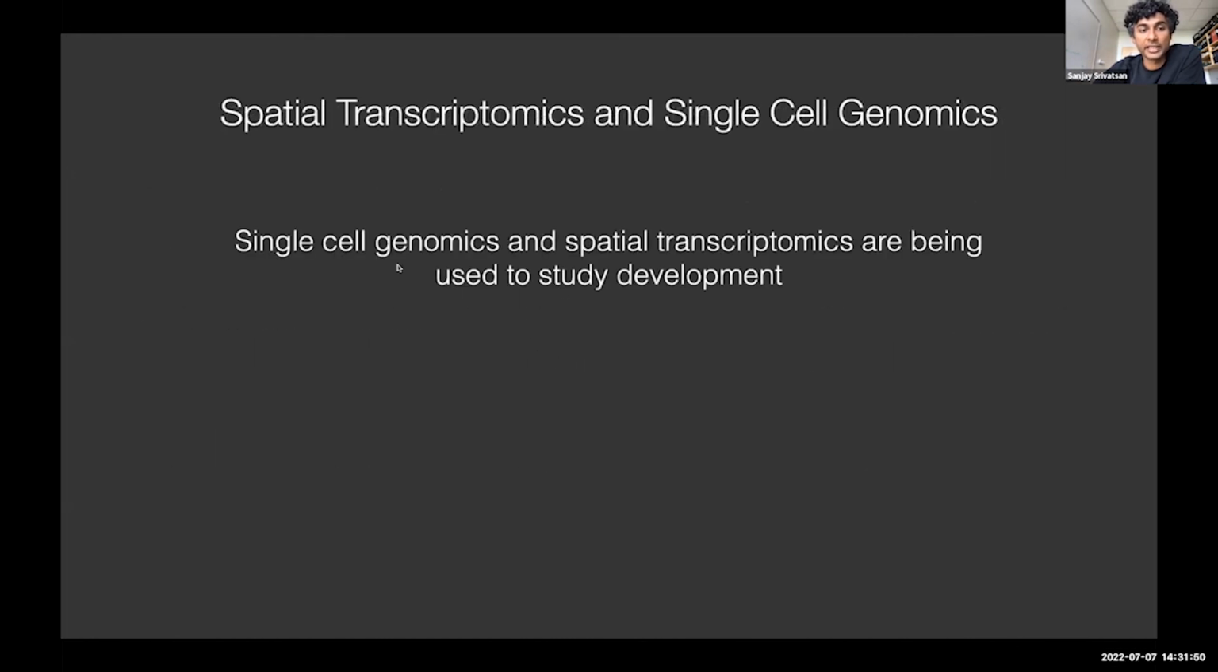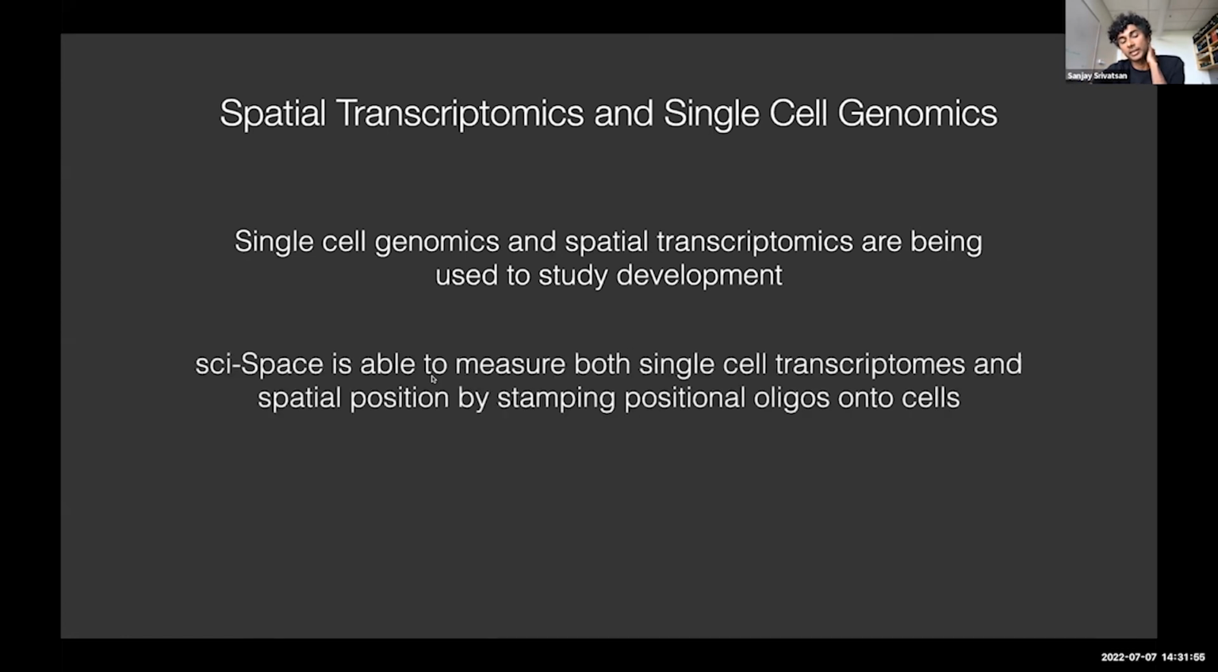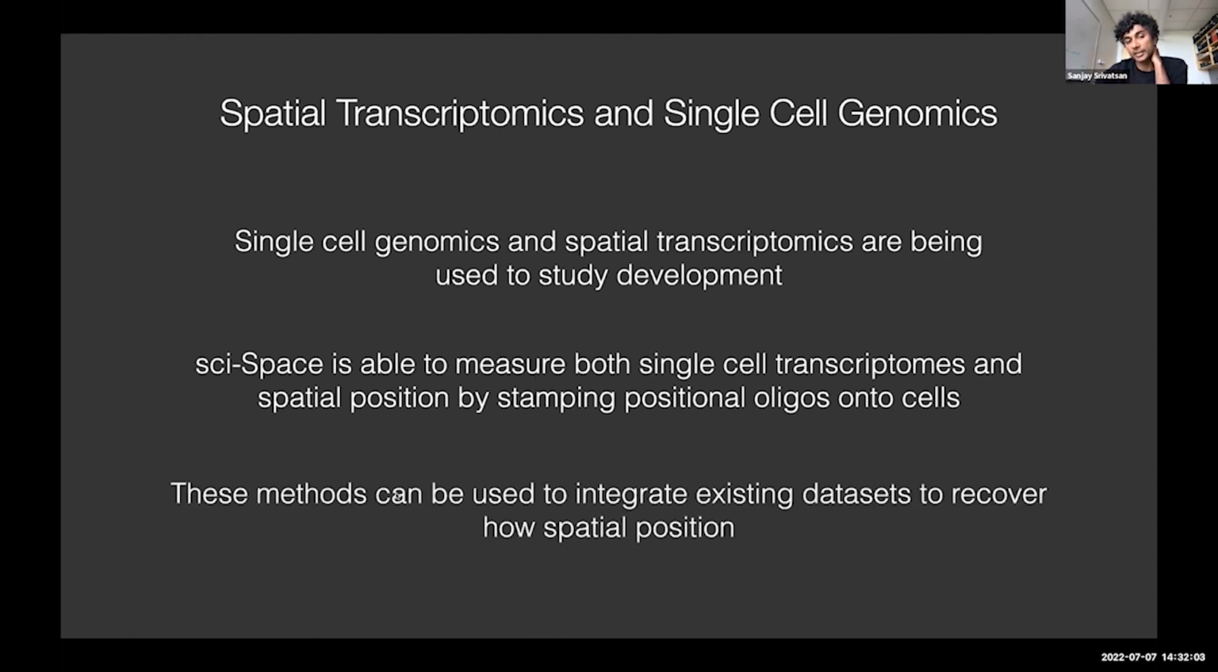So in conclusion, I've told you that single cell genomics is being used to study development. Our technology, SkySpace, is able to measure both single cell transcriptomes and spatial position by stamping positional oligos onto cells. And these methods can now be used to integrate existing data sets to recover how spatial position is important in some biological process.